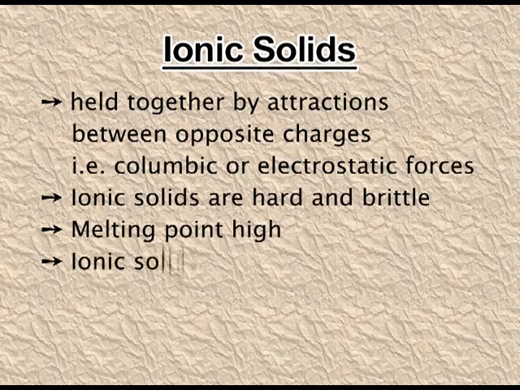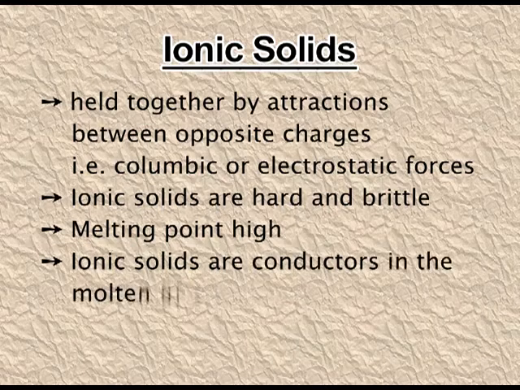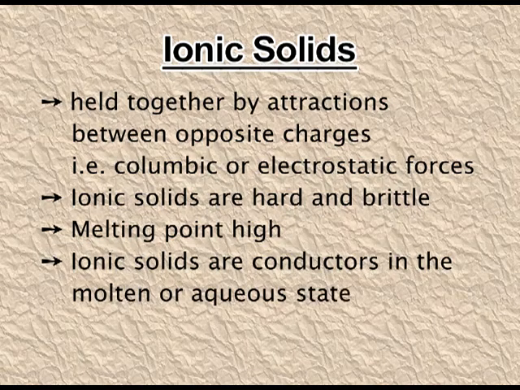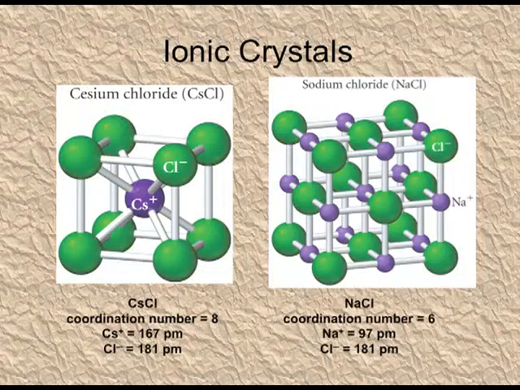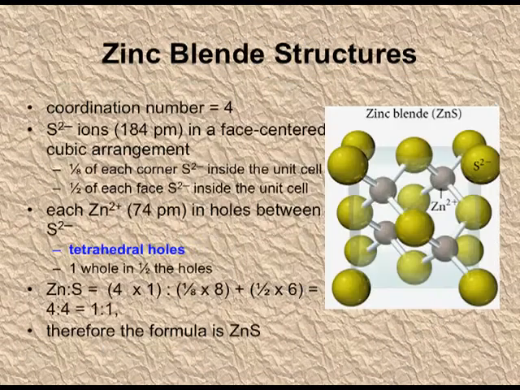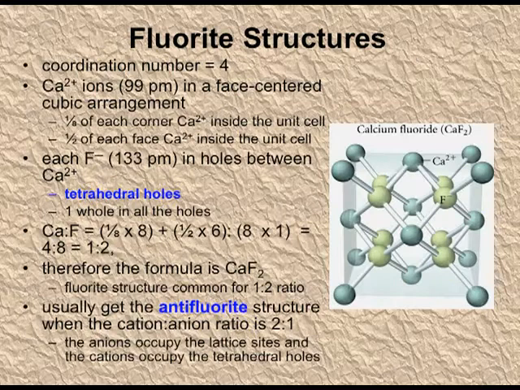The ionic solids are conductors when they are in the molten or in the aqueous state. But when the ionic solids are in the solid state, they are insulators. Let's see some examples of the ionic solid. Cesium chloride, sodium chloride, zinc blende, and fluorite structures, that is calcium fluoride, are ionic solids.